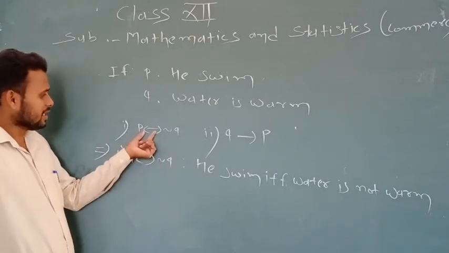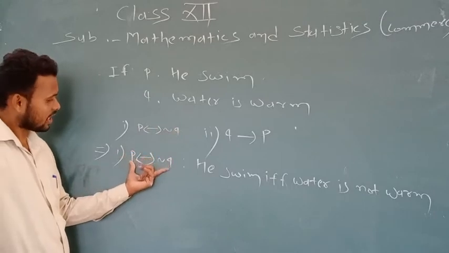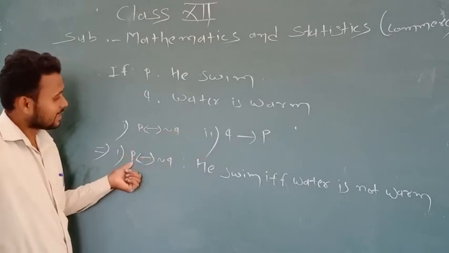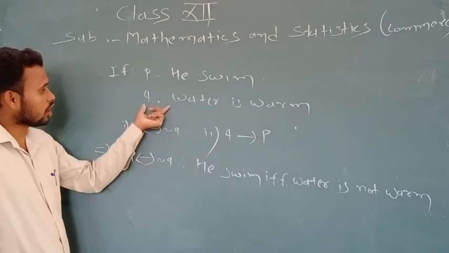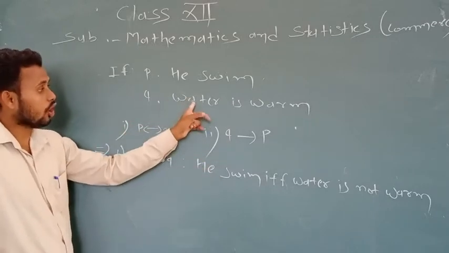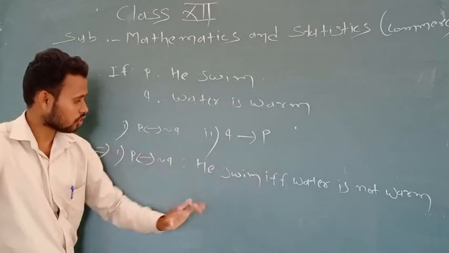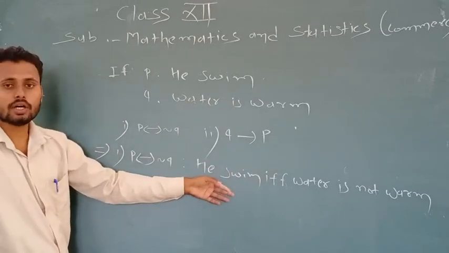So what did we do? For P if and only if negation of Q, we just prepared this sentence. P was he swims, then if and only if, we just take the negation of Q. Q is water is warm. Therefore, negation of Q is water is not warm, which is the required verbal statement.